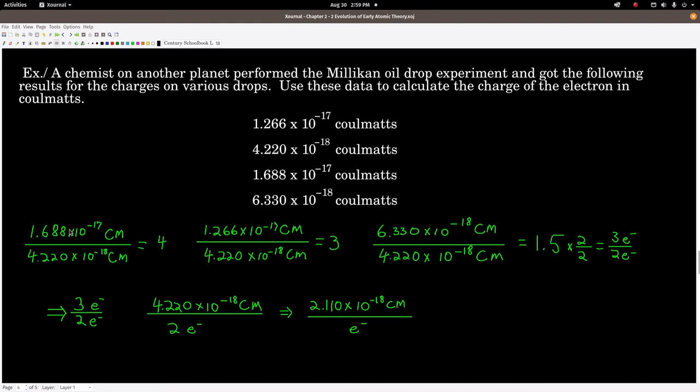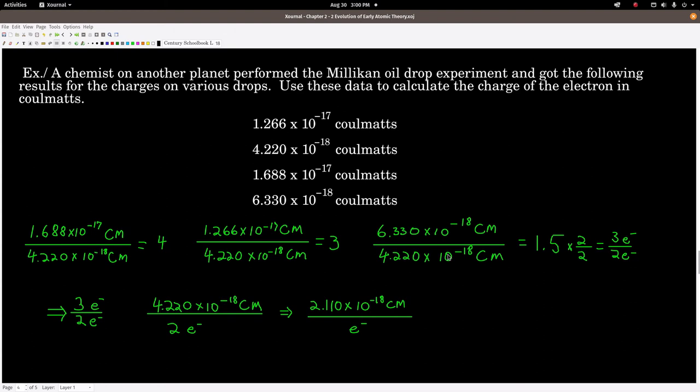So there's four. What that tells us is that there are four electrons on this oil drop for every one electron in this drop. And this next drop here, 1.266 times 10 to the minus 17th coulombs, divided by the smallest charge, we get three. It's an integer. And so that tells us there are three electrons on this drop per every one on this one. But when we do this last drop, 6.330 times 10 to the minus 18th coulombs divided by 4.220 times 10 to the minus 18th, we don't get an integer, we get 1.5. So what that tells us is that there are 1.5 electrons on this top drop per every one on the bottom.